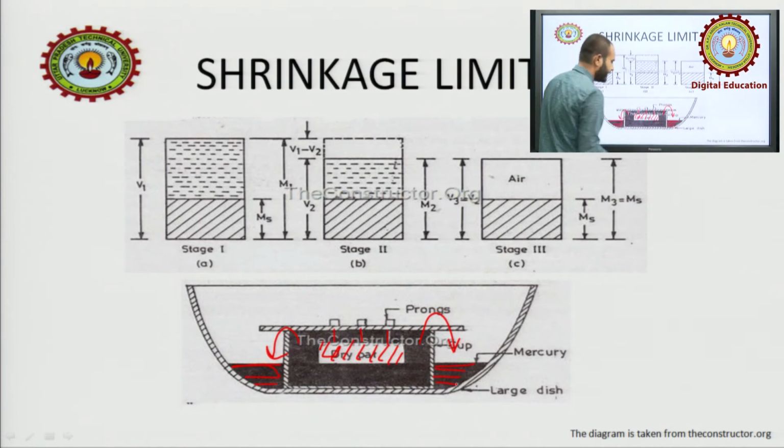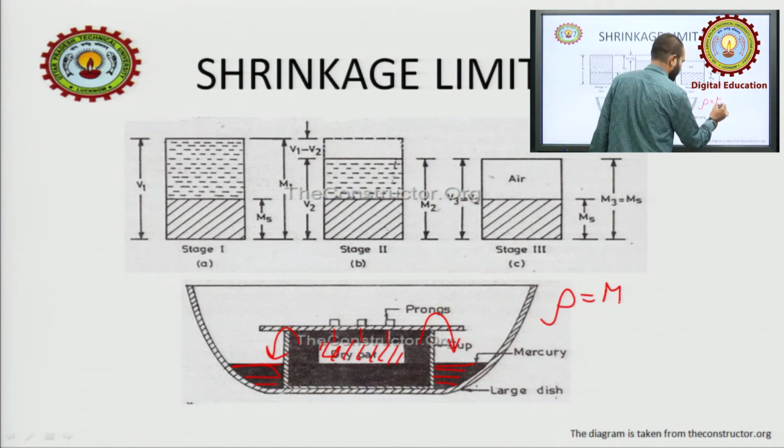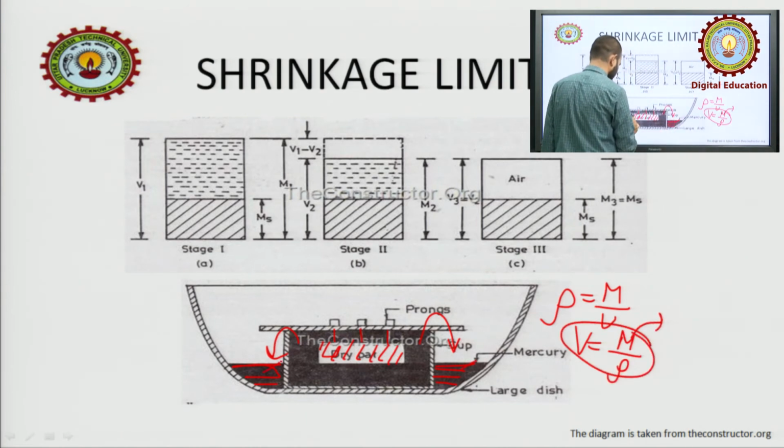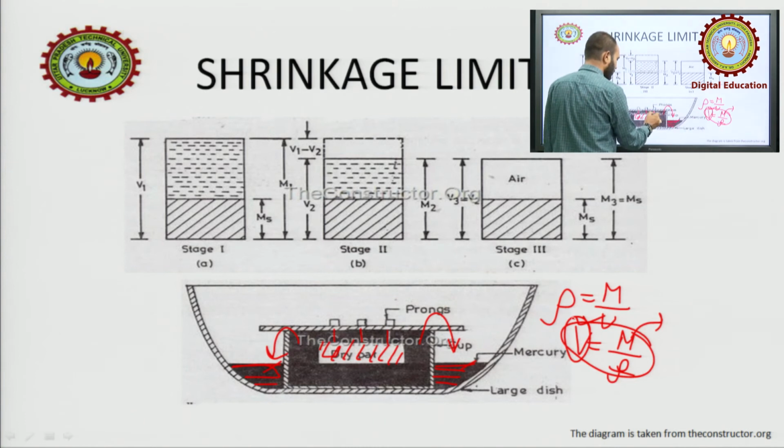Finally, what do we do? We remove this, collect the mercury and weigh it, and again find the volume, like we did last time. Rho is m by v, so v will be found by m by rho. So you will get m from measuring this and this. Rho you already know, so you will get the volume. What does this mean? This volume is actually the volume of this dry pad only. Mass you know, volume you know, so you will get rho.